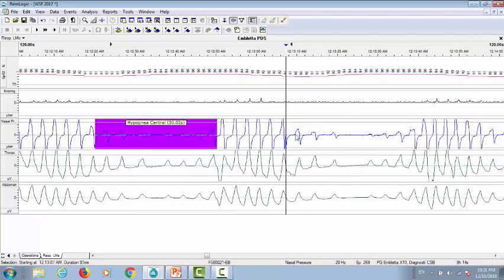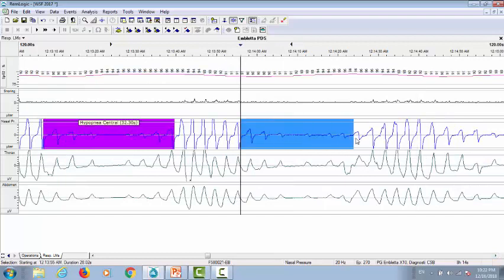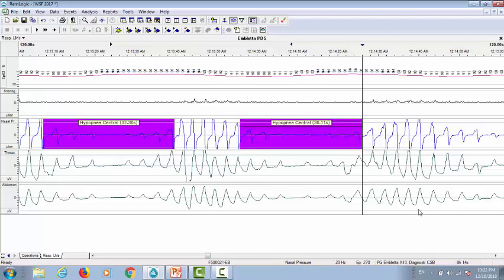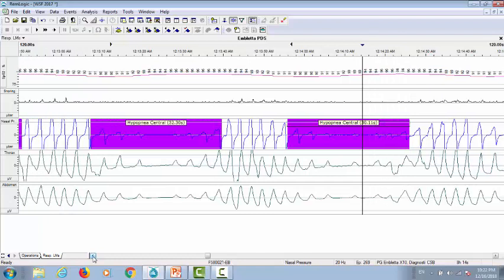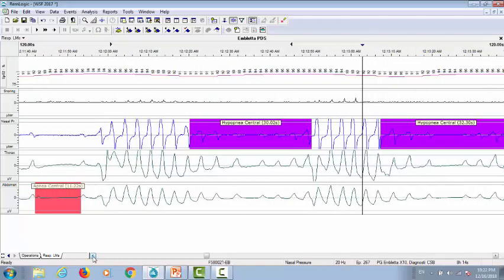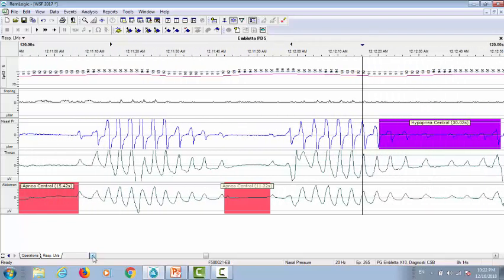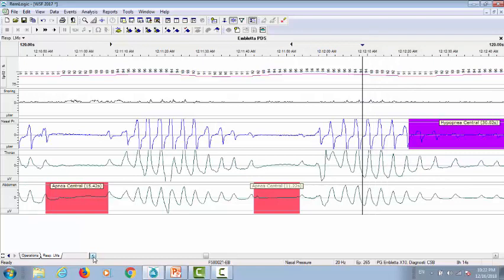Another central hypopnea. Another central hypopnea because the effort is continued throughout the hypopneic period. So there are more than 3 consecutive central episodes. So can this be scored as a Cheyne-Stokes breathing pattern? Let's go back to the slides and review the rules.